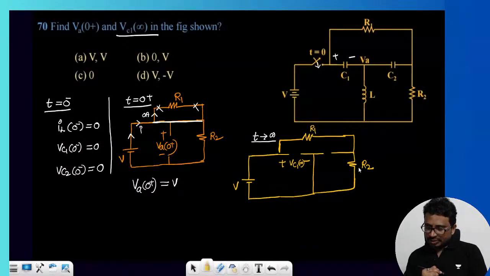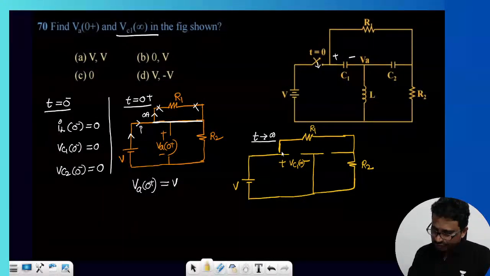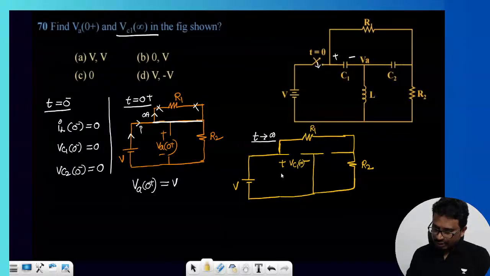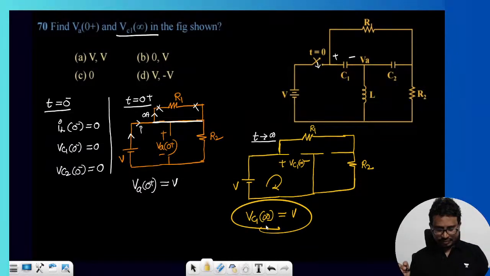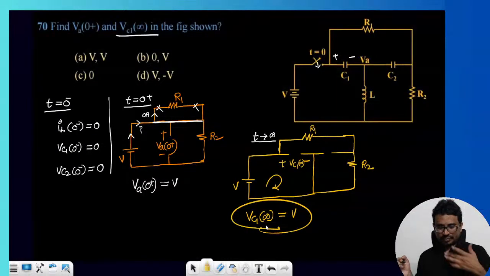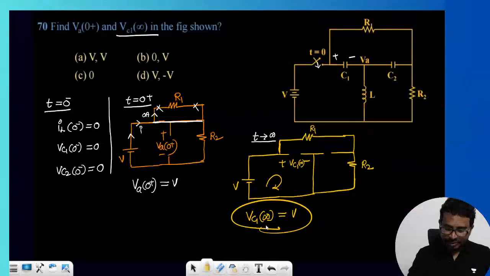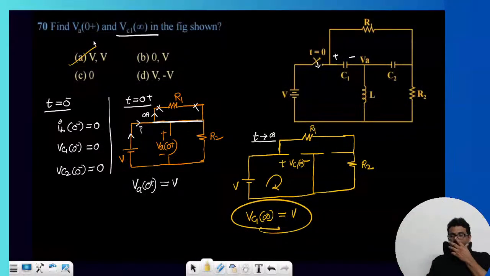You can see now here where this current will flow. So now if we apply KVL in this loop, that is VC1 of infinity, which is also equal to V only. Right, so that means what's the option you can see? Option A.